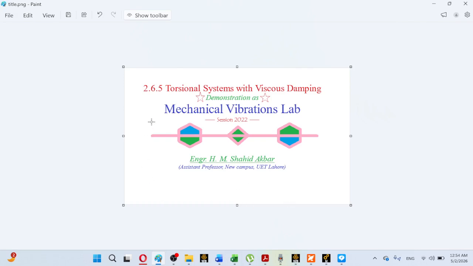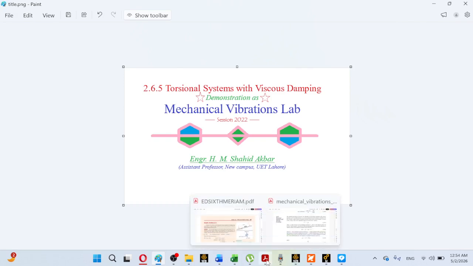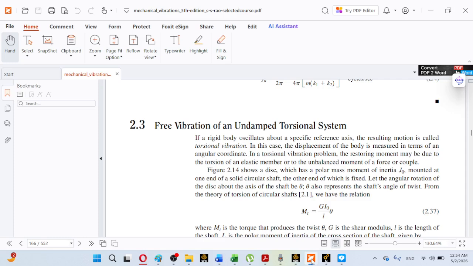For today's lab session, I will be giving the instructions for article 2.6.5, torsional systems with viscous damping. Demonstration as the mechanical vibrations lab for session 2022. Previously, we have covered article 2.3 as free vibrations of an undamped torsional system.